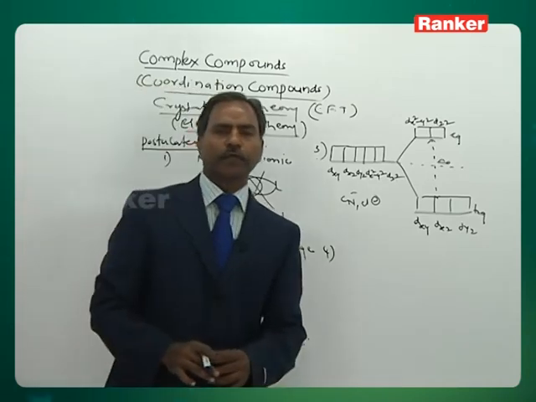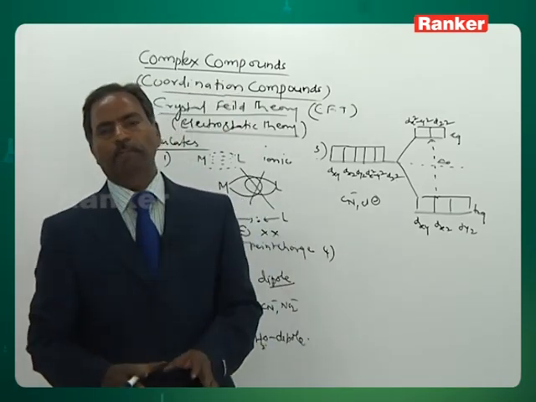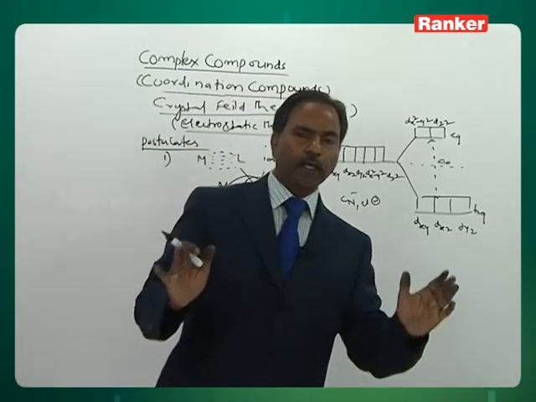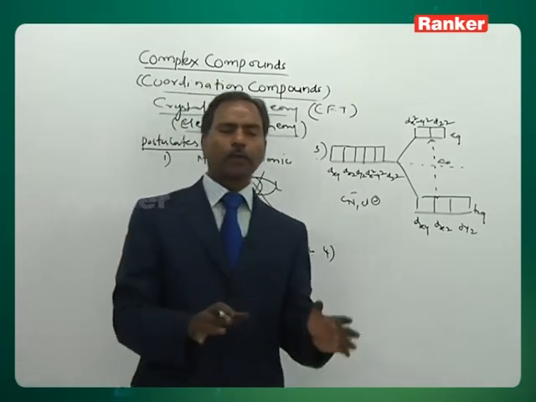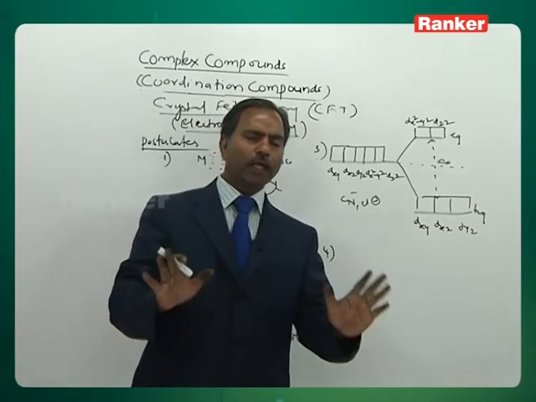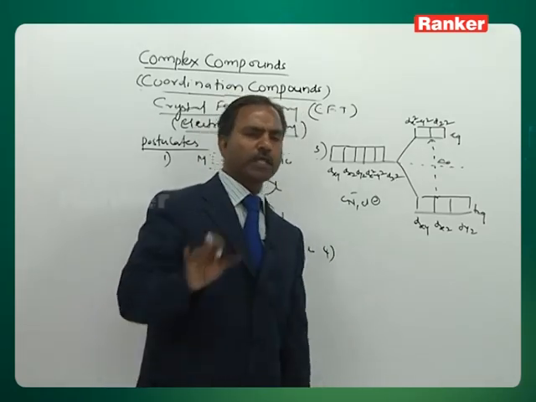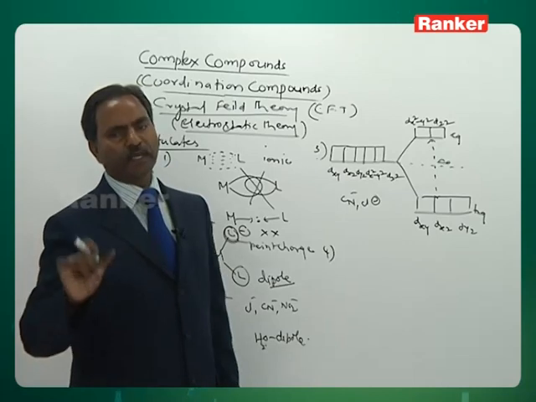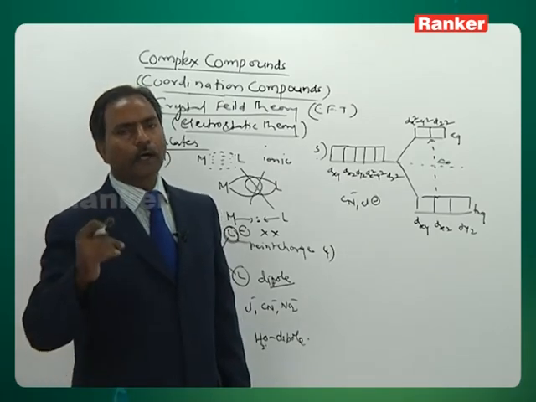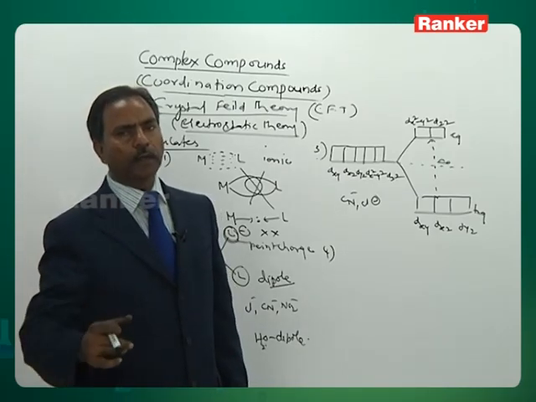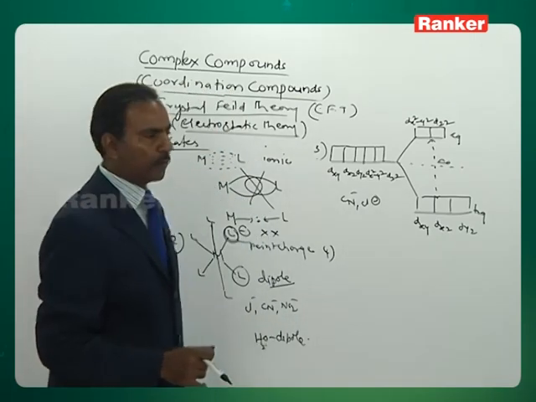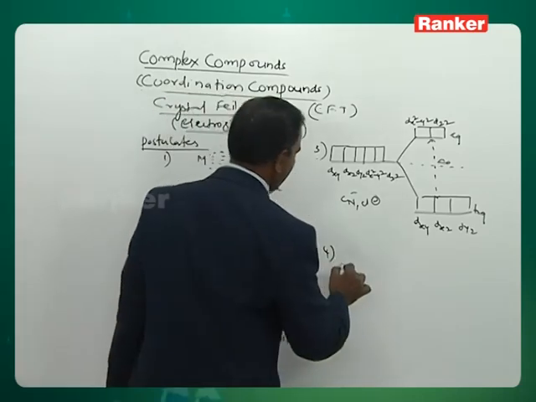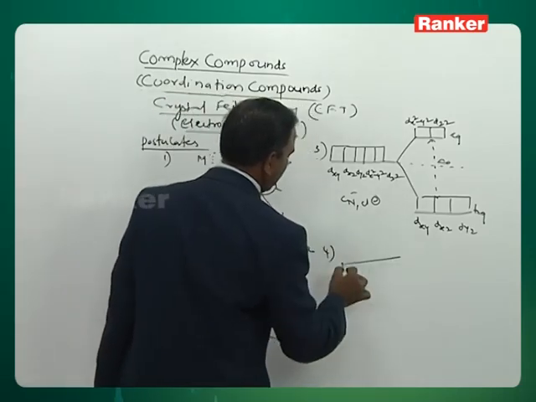Next, according to crystal field theory, we can thoroughly explain the various color properties of different complexes, due to d orbital to d orbital electronic transitions. What is this d orbital to d orbital transition?